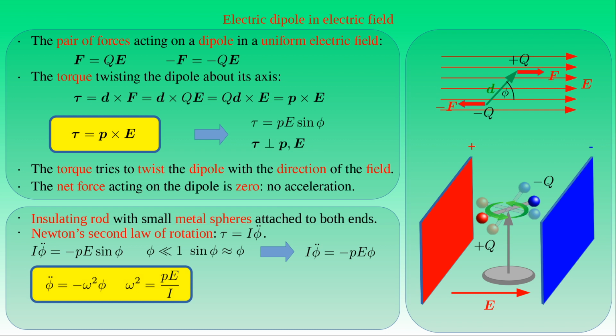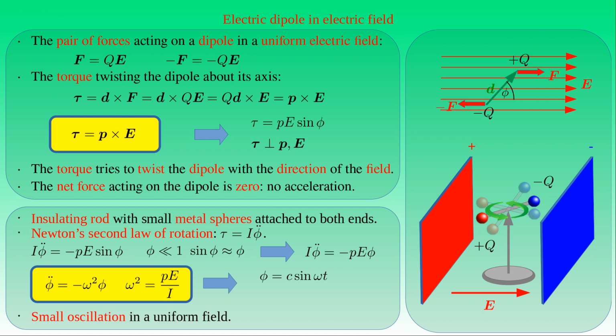The solution of this differential equation is the rotation angle phi as a function of the time t, which is equal to an amplitude c of the oscillation, times the sine of omega times t. The amplitude c is a constant of integration which can be determined by the initial value condition, that is the initial direction of the dipole with respect to the electric field. The solution shows that the system of the rod and the charged spheres performs a small oscillation in the uniform electric field with the angular frequency omega.